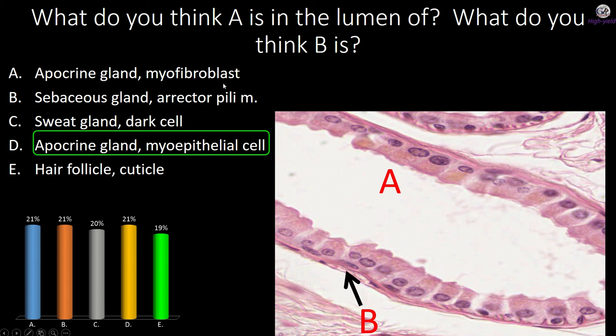Myofibroblast. Well, a fibroblast I would expect to be more in connective tissue, so this doesn't look like it's in the right area to be a myofibroblast. And it doesn't look like a muscle that would be around a sebaceous gland. So that's what I would go with.